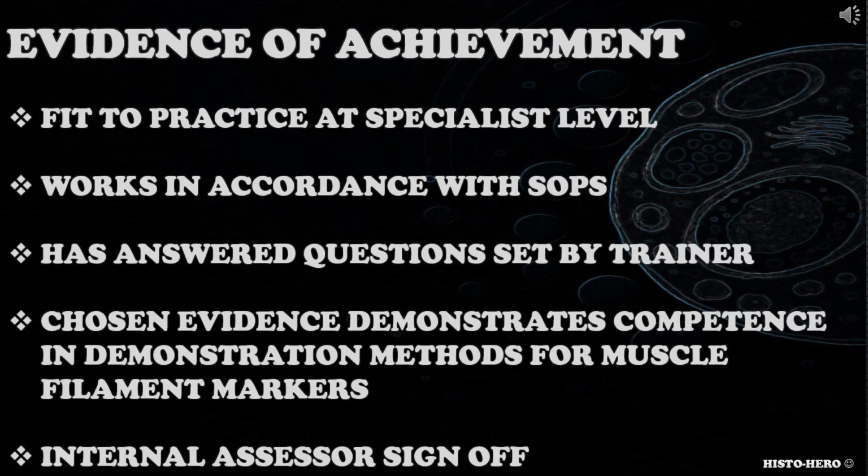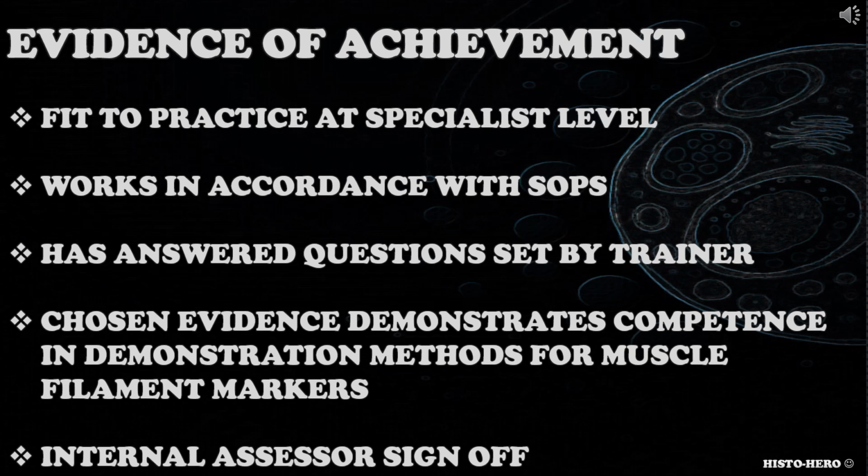Each subsection also has evidence of achievement. This is a part where your training officer signs you off as competent and fit to practice as a BMS at the specialist level. Training officer will confirm that you can work in accordance with local SOPs relevant to this section. They will also confirm that you have answered questions set by them to test knowledge and skills relevant to this section. And they will confirm that your chosen evidence demonstrates your competence relevant to this section.